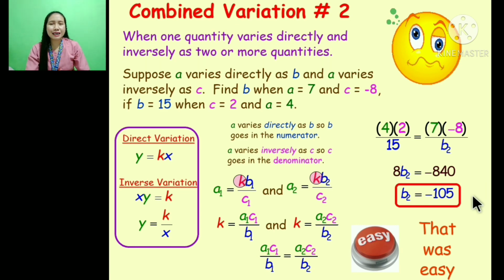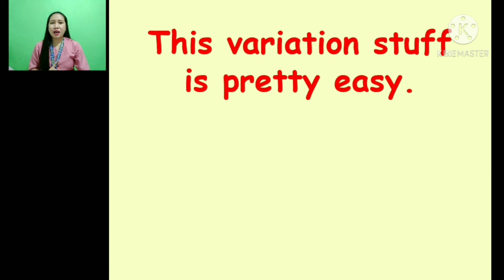So those are the different types of variations. I hope that you learned all the types of variations. Let's have a recall. So the first type is the direct variation. Second is the inverse variation. The third is the joint variation. And the fourth, or the additional, is the combined variation. So this variation stuff is pretty easy.